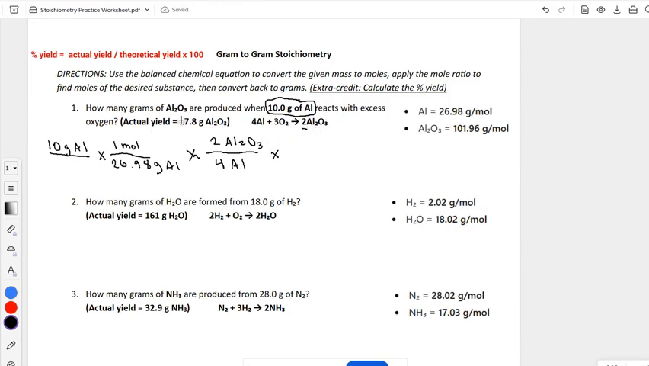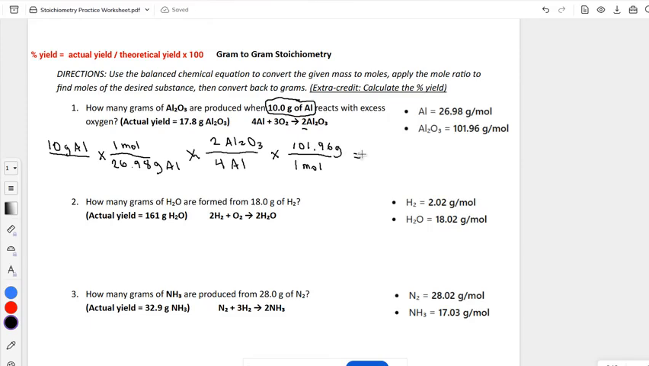But the question's not asking for how many moles, it's asking for how many grams. So we got to convert this into grams. Since we want grams, we have moles and we want to get rid of moles, mole is going to go on the bottom. 1 mole, and then we look right here, of aluminum oxide is 101.96 grams. All right, so now let me get the calculator out.